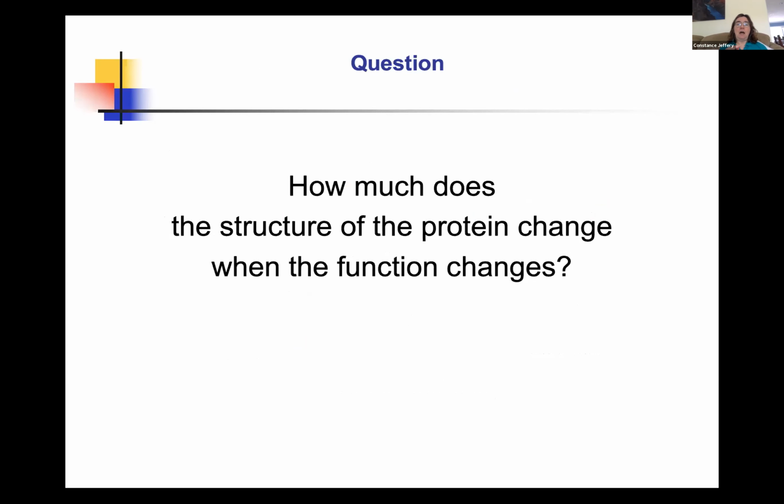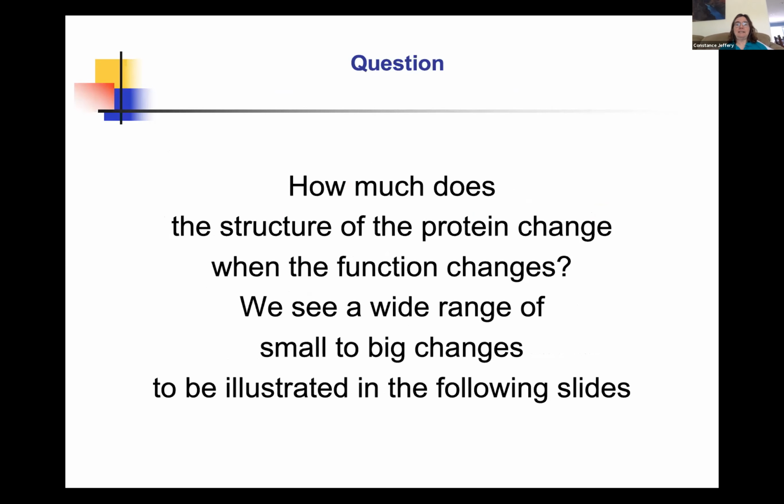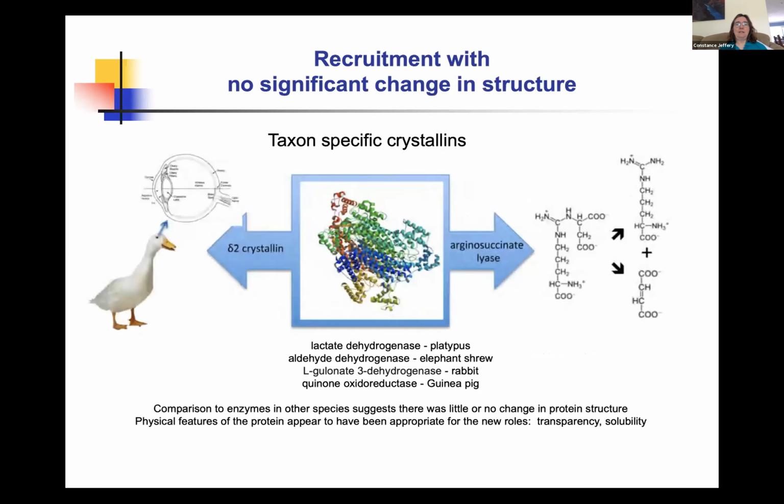And for this talk, I wanted to think about what is happening with the structure of a protein when the function changes. And I'm going to summarize on the next few slides the wide range of very small to very big changes that we actually see in some of these moonlighting proteins. So first of all, I'm going to talk about some proteins where we don't really think there's much of a three-dimensional change in the proteins as they perform their different functions.